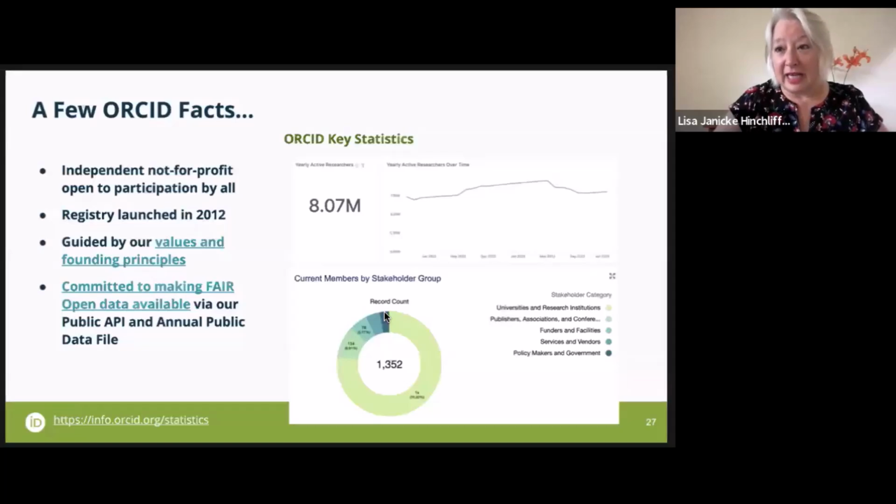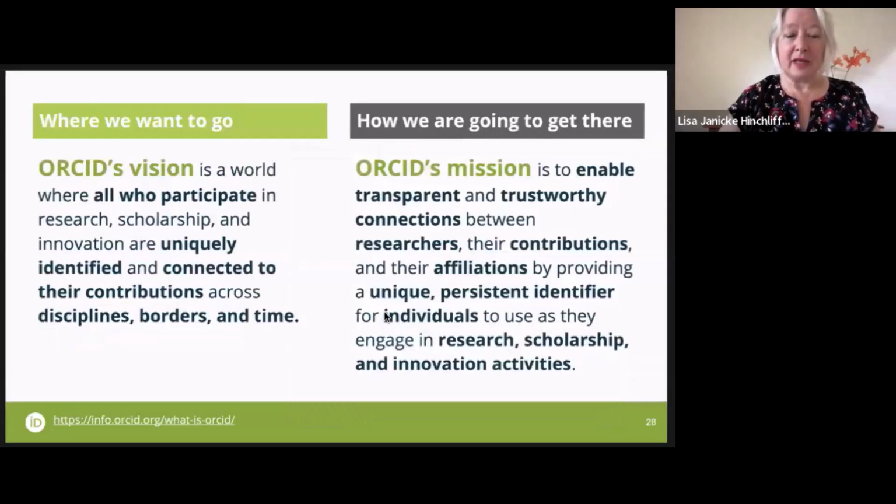We have a very active researcher community. Just over 8 million researchers are active in their ORCID record at this time. And we have 1,352, close to 1,400 member organizations. So we've got individuals and organizations. Now, organizations are really key to us because their member dues are what allow us our funding in order to make the registry available to users for free.